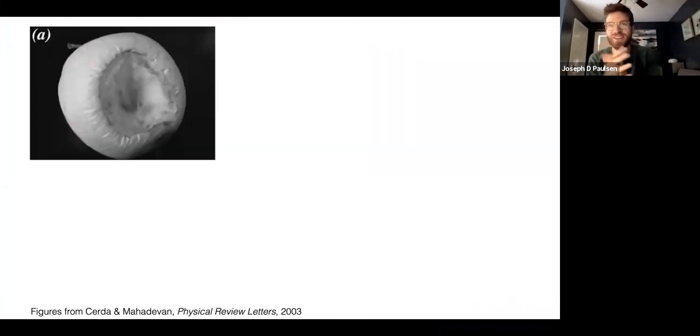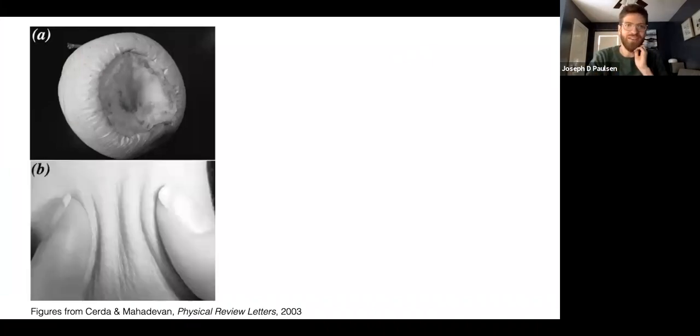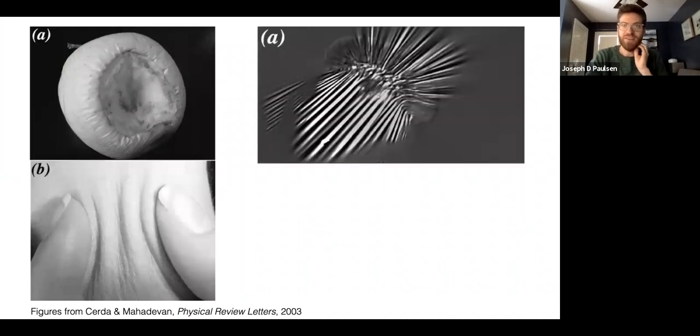So wrinkles are lovely. There's lots of things that wrinkles tell us about nature. For one, they're ubiquitous, so you find them everywhere. You find them in the skin of this drying apple. You find them on your own skin. You can even find them on a much smaller scale, where here a single cell is crawling across a substrate and exerting forces. And this wrinkle pattern here is telling you something about the forces that the cell is exerting on the substrate.